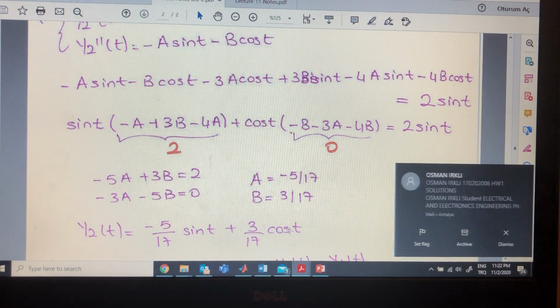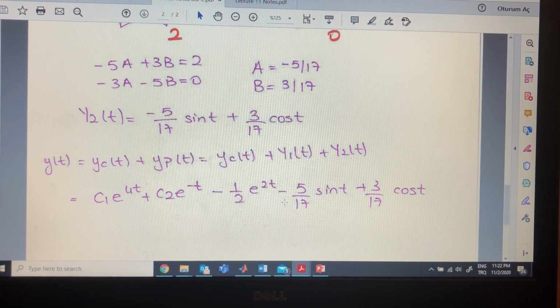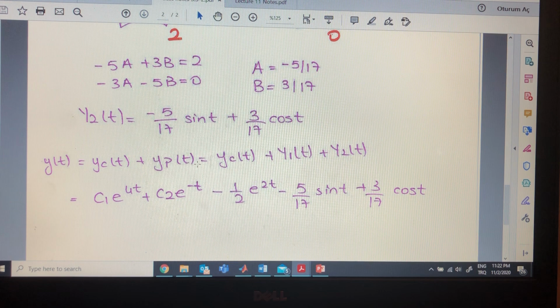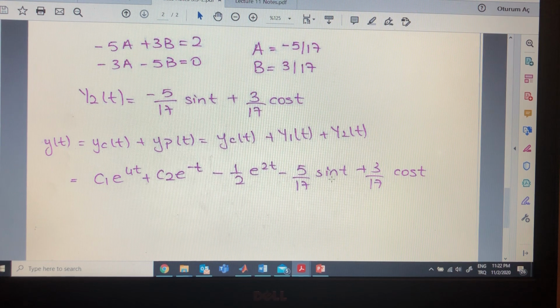Plug them inside the second particular solution, and as a general solution, write your complementary plus the particular solutions you found. This was my complementary solution from step 1, this was my particular solution from step 2, and this one is the particular solution for step 3. And the whole solution is going to be the general solution for your differential equation. If the initial value is given, you need to apply it here and find C1 and C2. Okay? This is how we can solve using the method of undetermined coefficients.